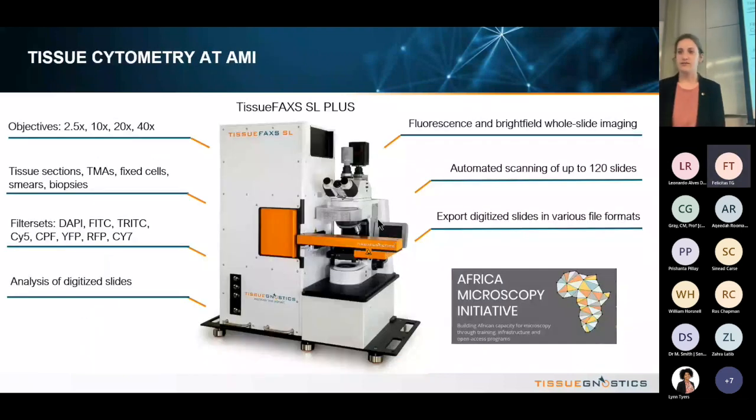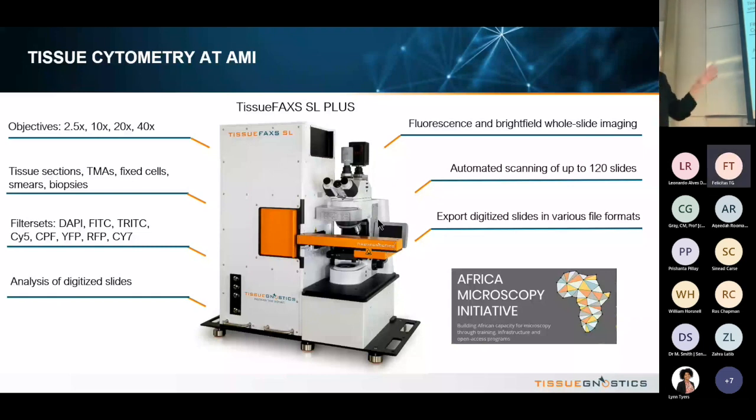The system that you have here at the AMI is the TissueFax SL+. Just a bit of an overview about the technical parts. You can do fluorescence and bright field whole slide imaging. You can scan up to 120 slides, so it's really a high throughput system. You basically load all your slides, apply profiles, and then you just run it overnight. It's really a high throughput system.